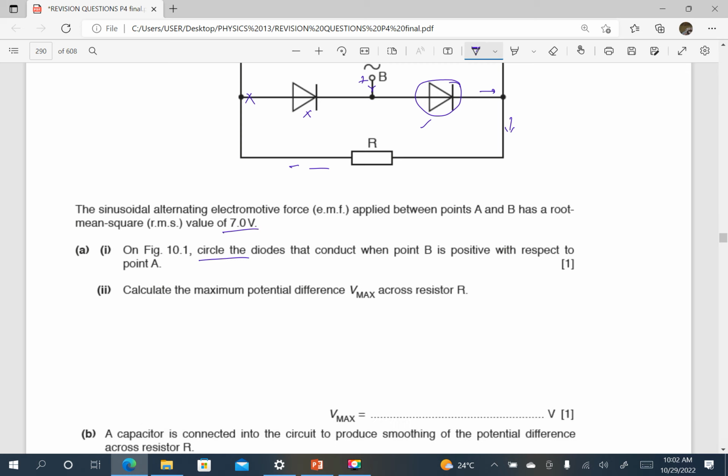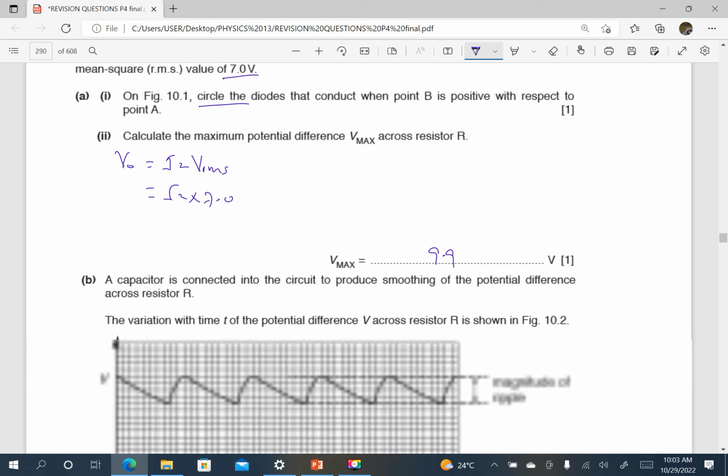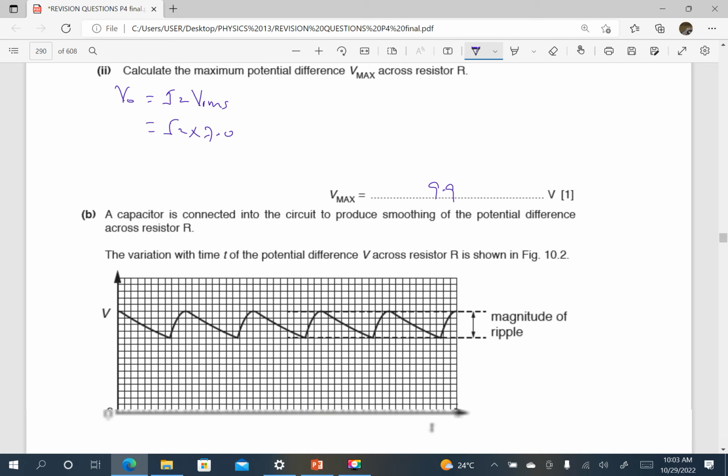Calculate the maximum potential difference Vmax across R. The maximum potential difference Vmax, that is V peak, V naught, is equal to root 2 times V root mean square. So that is root 2 times V root mean square, that is 7.0. So the maximum is root 2 times that. So this is 9.9 volts, that is the maximum.